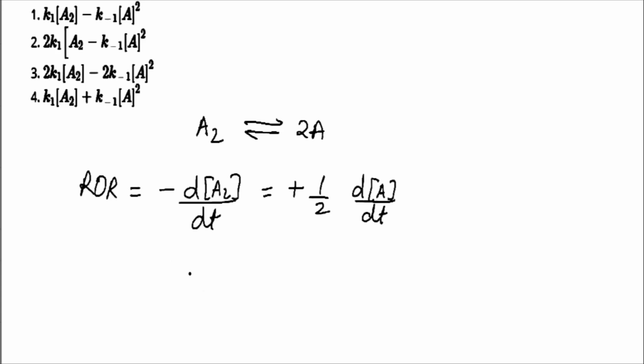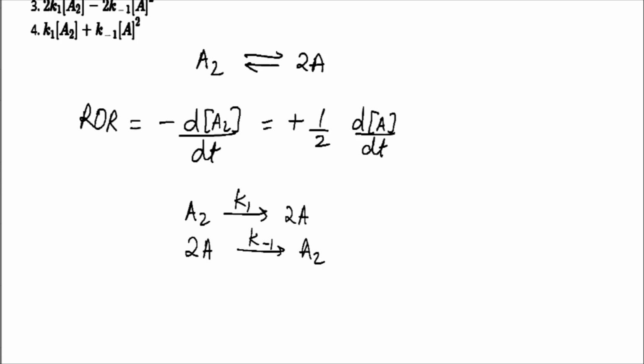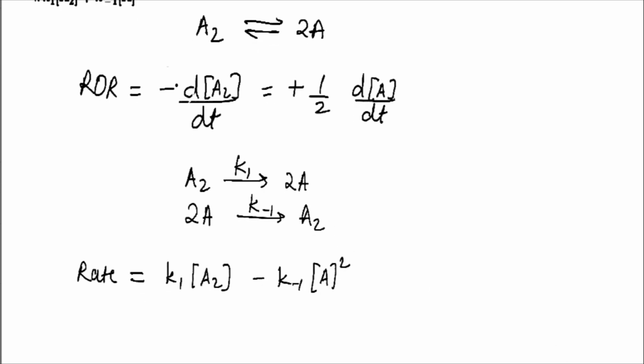So now we have two equations. A2 gives 2A, and the rate constant of this reaction is K1, and 2A gives A2, and the rate constant for this is K minus 1. So now we can write the rate of this equation. The rate is equal to K1 A2 concentration minus K minus 1 A concentration square because the stoichiometric coefficient is 2.